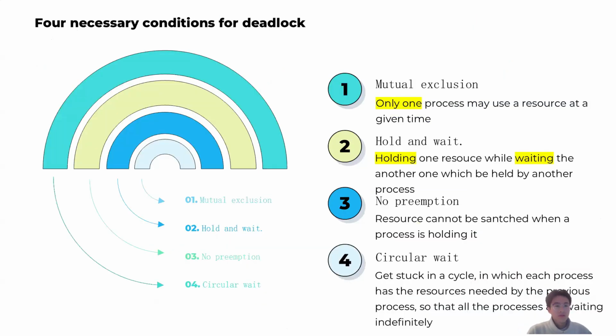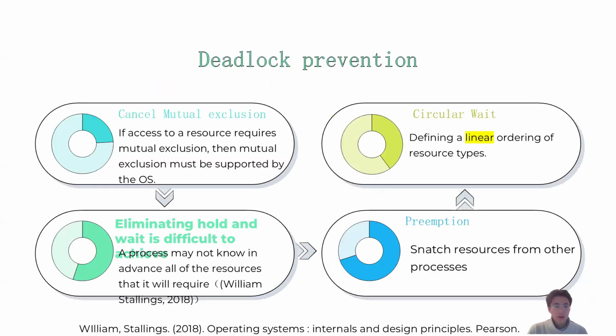And then the 4 necessary conditions for deadlock. The first one is mutual exclusion: only one process may use a resource at a given time. Then hold and wait, then no preemption, and the final one is circular wait.